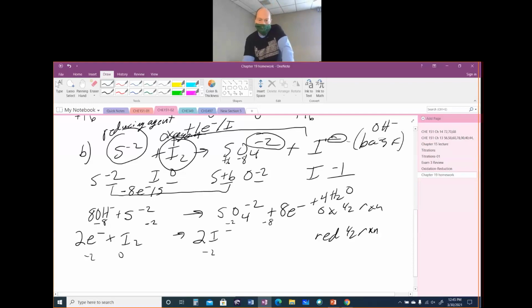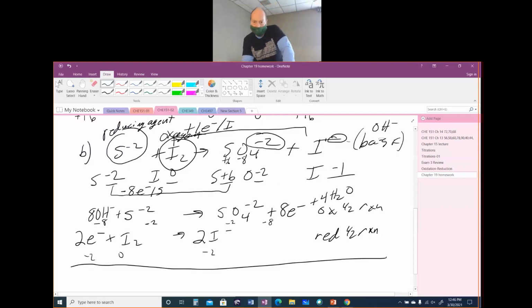So now we check our oxygens. We have 8 OH minuses, so that's 8 oxygens. We have an SO4, that's 4 oxygens. We have 4 H2Os, that's 4 more. We have a balanced oxidation half reaction. There are no H's or O's in our iodine half reaction, the reduction half reaction. So now we're ready to add them up.